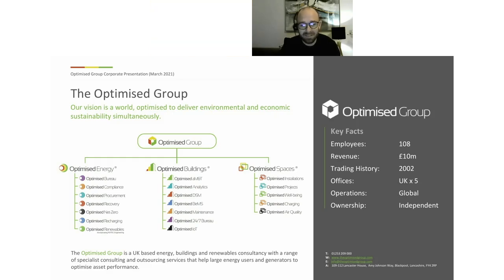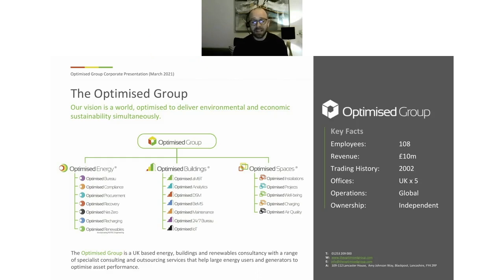No problem. Welcome everybody. Greg Arden from Optimize Group. Just to give you a little bit of context about what Optimize is about. Optimize is actually three separate business units culminating in a group structure. So we have an energy division, a buildings division, and a spaces division.